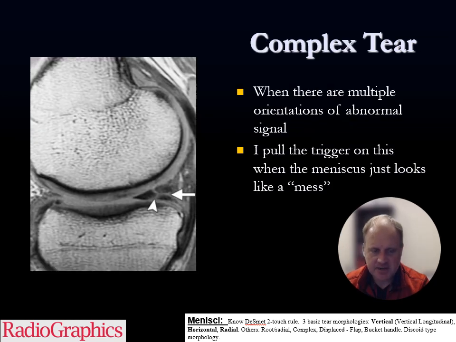Complex tears just have either many different orientations of tear, or the morphology of the meniscus is completely wrong. So I tend to pull this trigger when the meniscus just kind of looks like a mess and I can't really make anything normal. I'll say complex tear. This is a nice example here where you do see many different orientations of tear and would be a very good case to say complex tear and just describe out exactly what you're seeing.